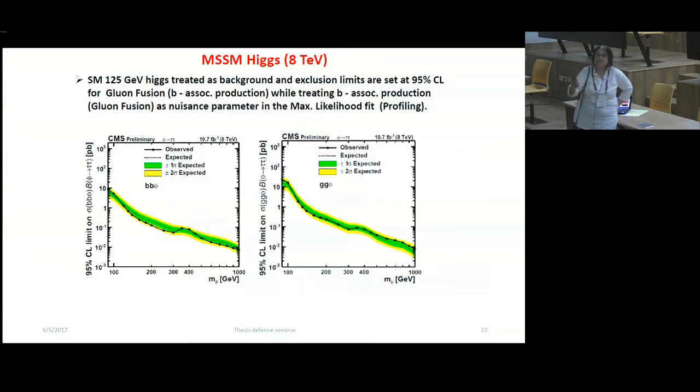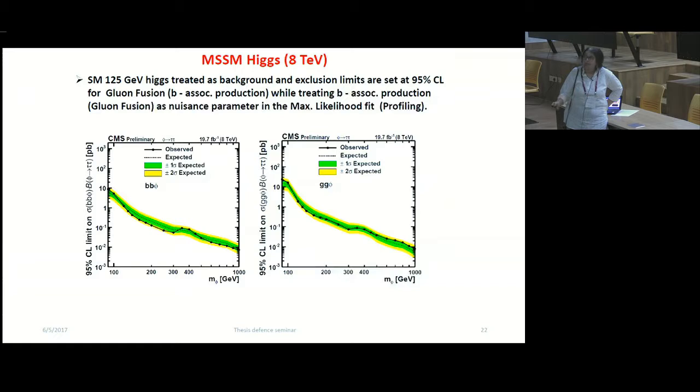The results you can get anywhere. So this is for the MSSM Higgs. Here the standard model Higgs is treated as a background, and these are the two different modes I have shown. If I look at the gluon fusion mode, I am taking the b-associated production as a nuisance parameter in the maximum likelihood fit, which is called profiling, and this Shakti has also mentioned in his talk. And the other way around: if I take the b-associated production limits, that is this one, then I take the gluon fusion as a nuisance parameter.